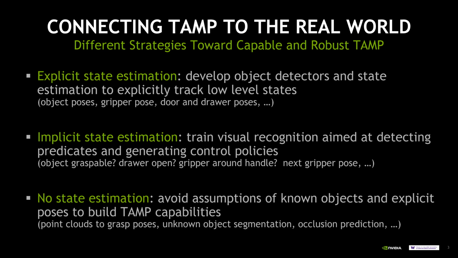And finally, we could just try to avoid this entirely, go totally model-free, avoid all of our assumptions about objects, and try to build capabilities similar to what we have from task and motion planning algorithms just from sensor data and from learning. That means going from point clouds to grasp poses, segmenting out unknown objects from their environment, predicting what's occluding what and what we need to grab first, and so on, all without any models at all.